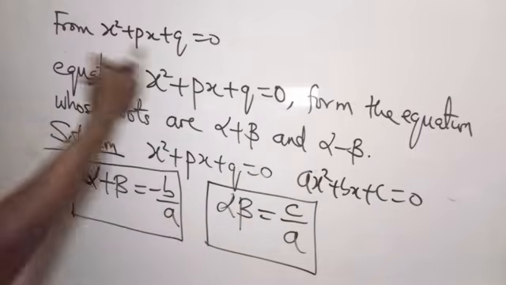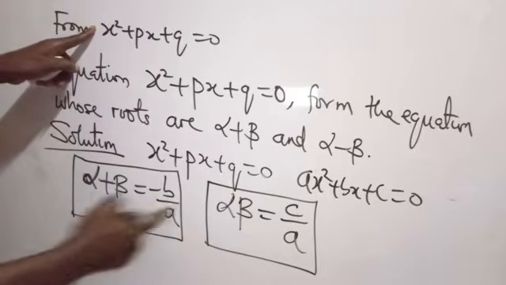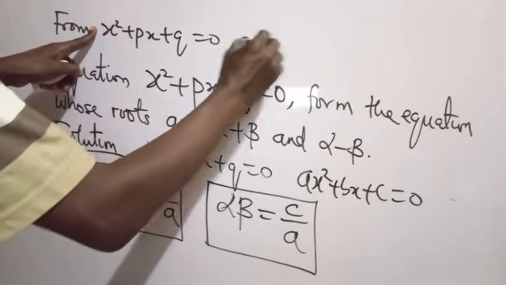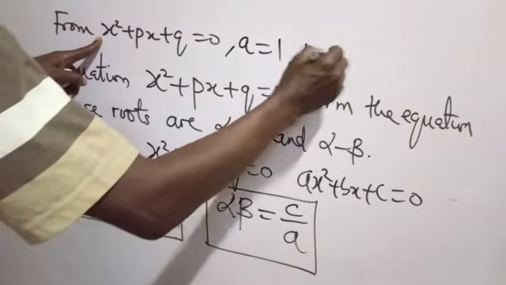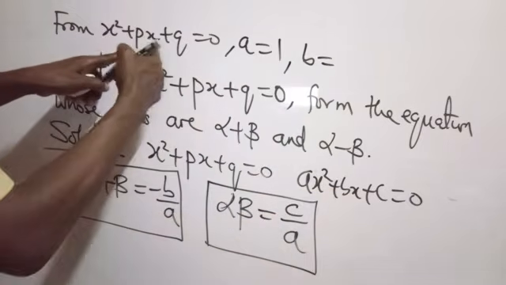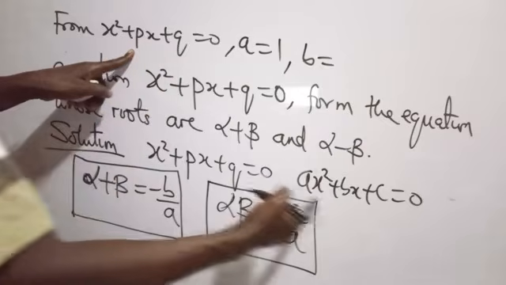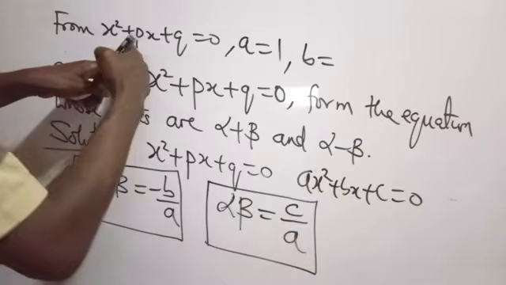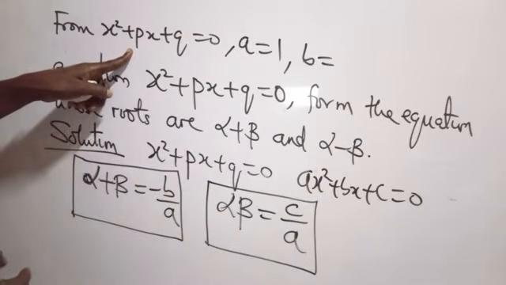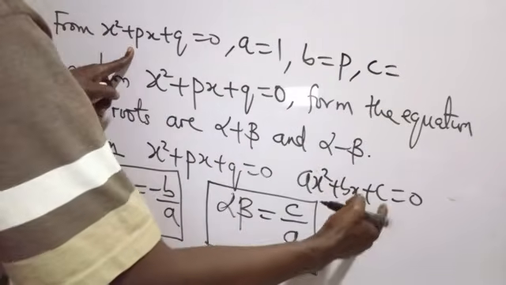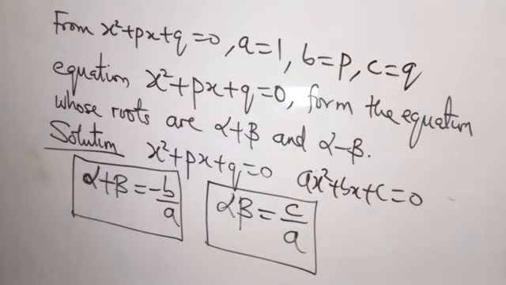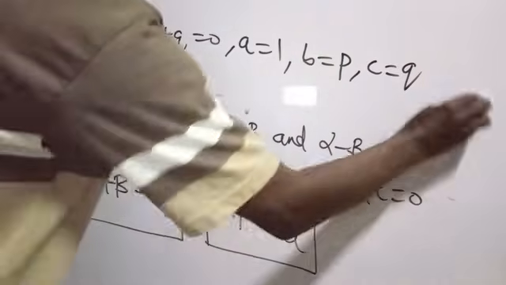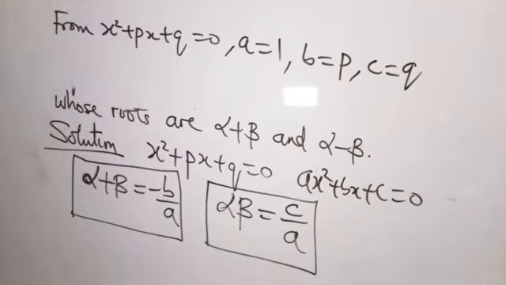Now you see that for x squared, the coefficient here is 1. So a will be 1. Now b will be, comparing bx with px, x with x, the coefficient of x here is b. So b is going to be p. Now, the last one, c, will be q. With that comparison, we are very close to what you have to find.